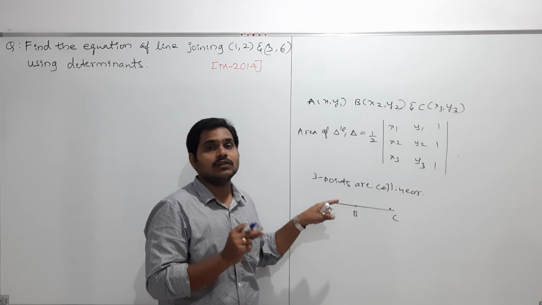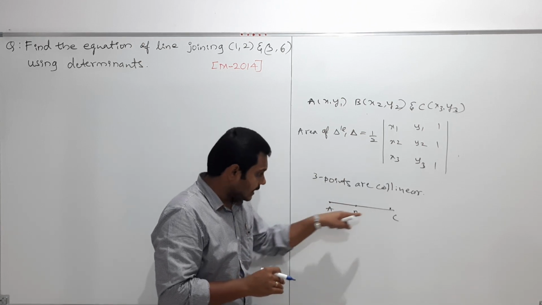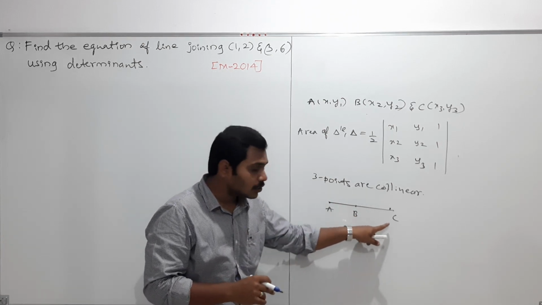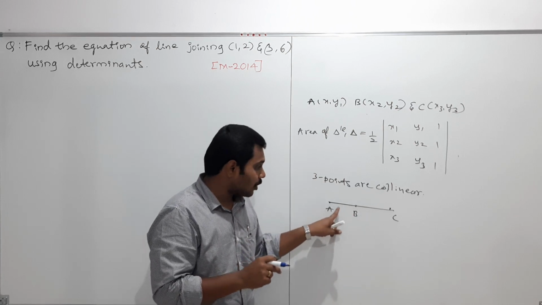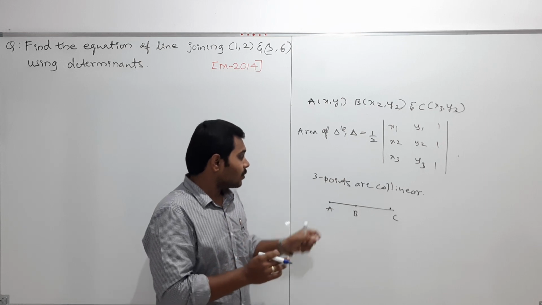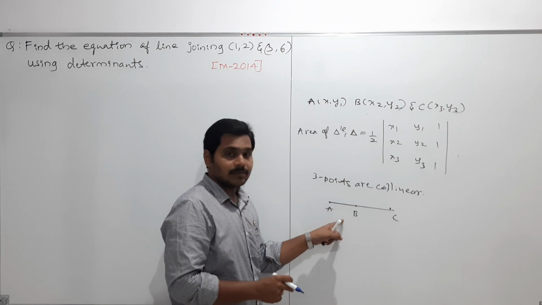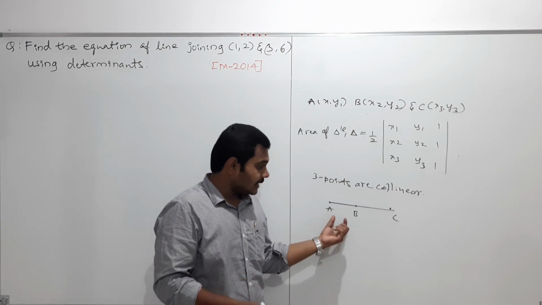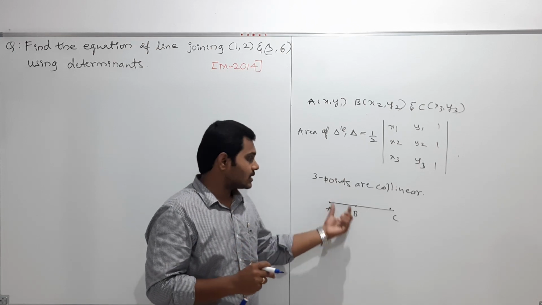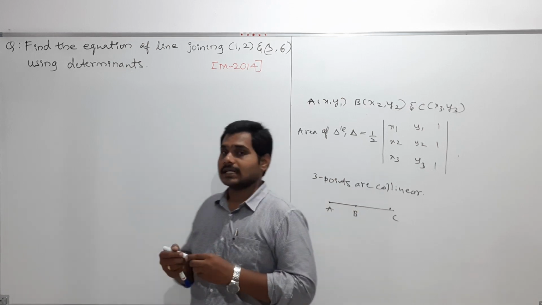So in such a situation, we can call these 3 points collinear. In this particular case, A, B, C are collinear because these points lie on the same line. Therefore, please remember, if the 3 points are collinear, then the area of the triangle will be 0. If I calculate the area, that value you will get as 0. So this is a very important concept, my dear students. Clear?